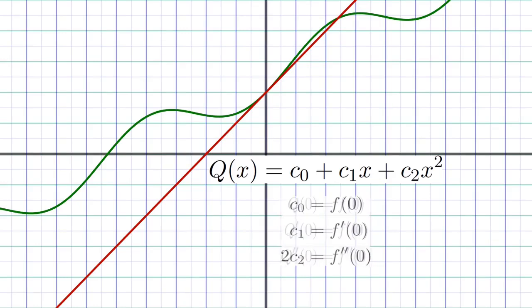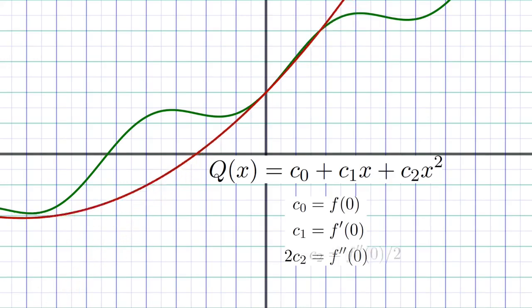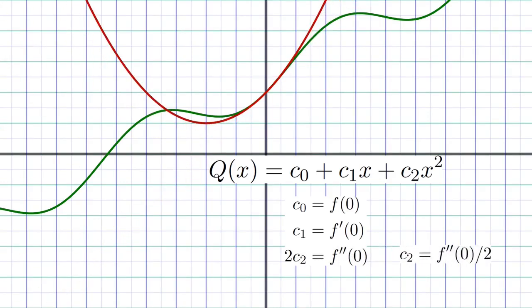Expanding these out, we get that c0 and c1 are, like before, equal to f of 0 and f prime of 0. But the third equation becomes 2c2 equals f double prime of 0, which means c2 must equal f double prime of 0 over 2.